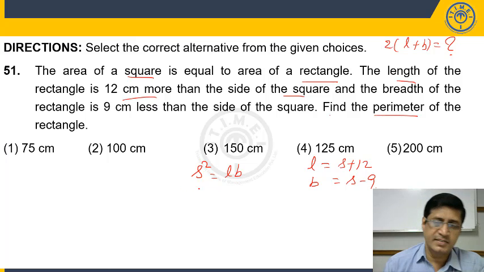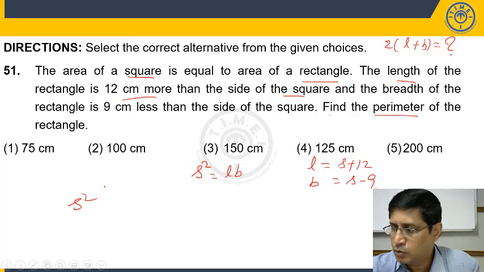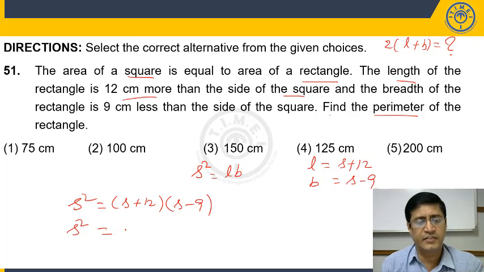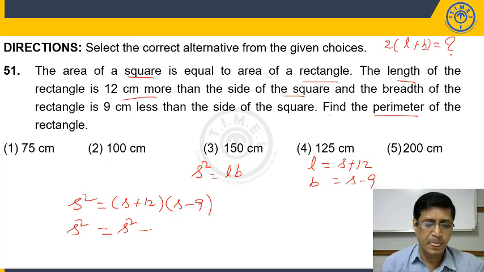Now simplify this. So side square is equal to length into breadth, means length here S plus 12, breadth it is S minus 9. Solving this, S square on the right hand side, whereas the left hand side S square plus 12S minus 9S. 12S minus 9S means it is 3S.